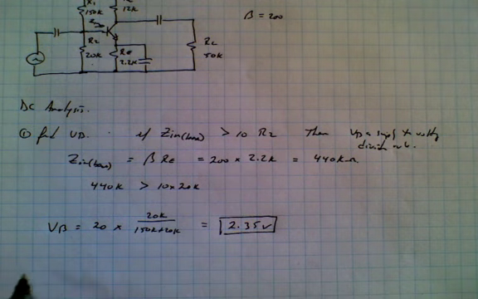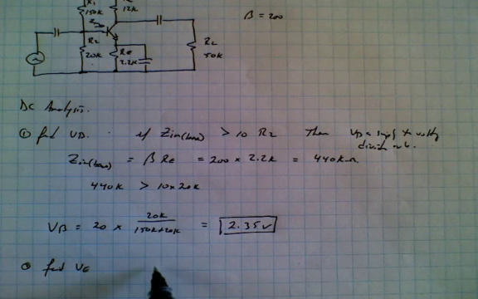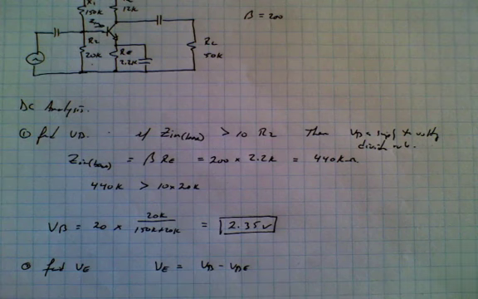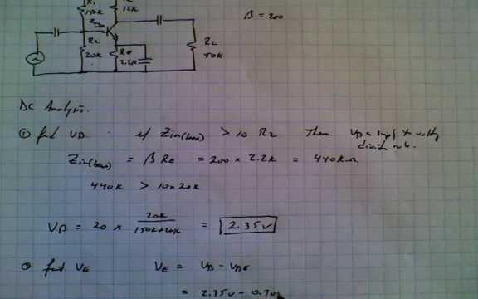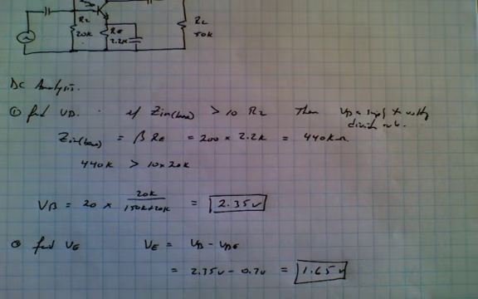The next thing we're going to do is find voltage at the emitter. And voltage at the emitter is simply equal to voltage at the base minus voltage base emitter. And so that simply means 2.35 volts minus 0.7 volts is equal to 1.65 volts. So there is voltage at the emitter.